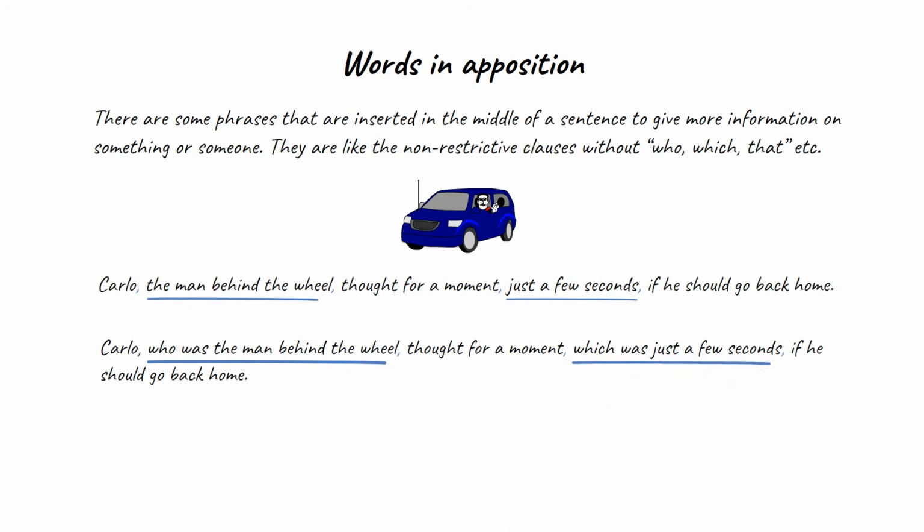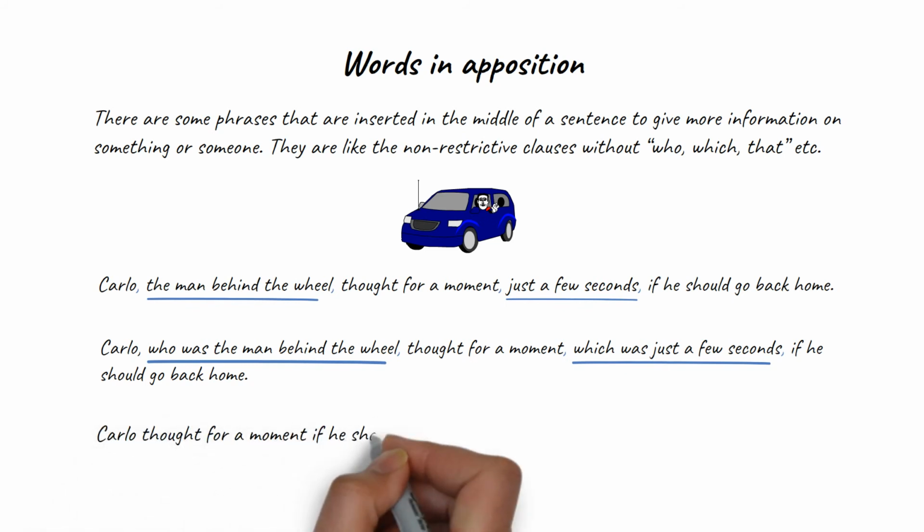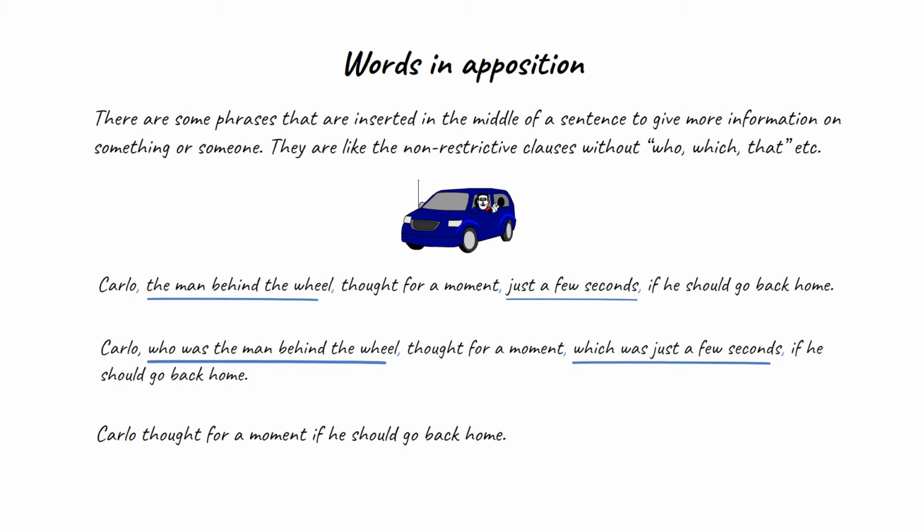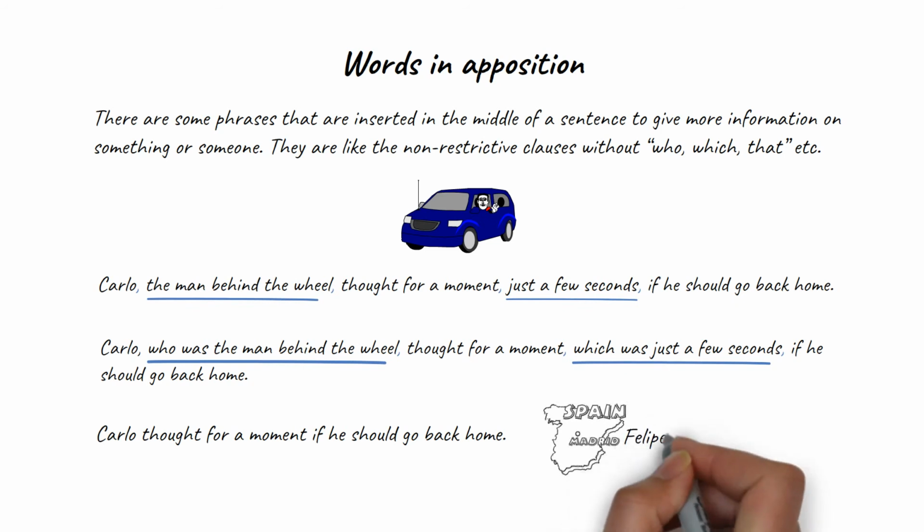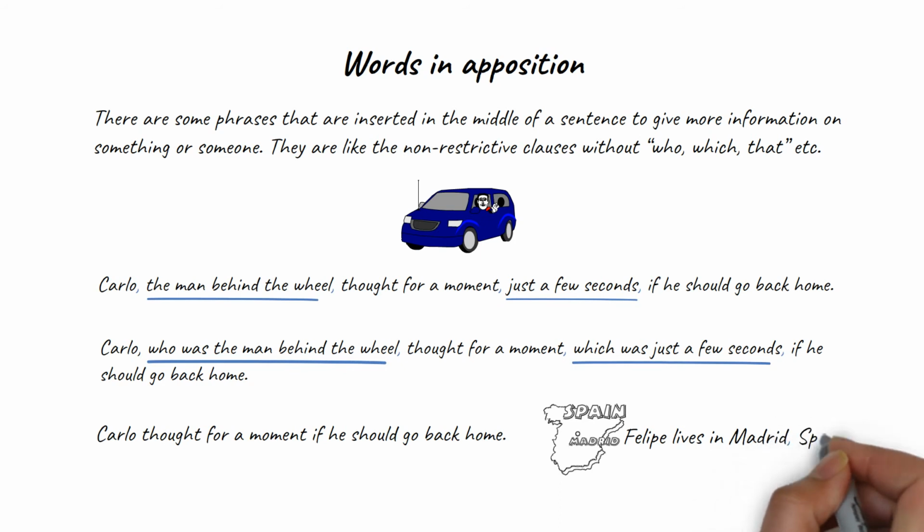These type of phrases are words in apposition. These words should be between commas, as they are additional information, not essential to the meaning of the sentence. I could have written, Carlo thought for a moment if he should go back home. This sentence makes perfect sense without the additional information. It is the same with separating the name of a town or city from a country. Felipe lives in Madrid, Spain.